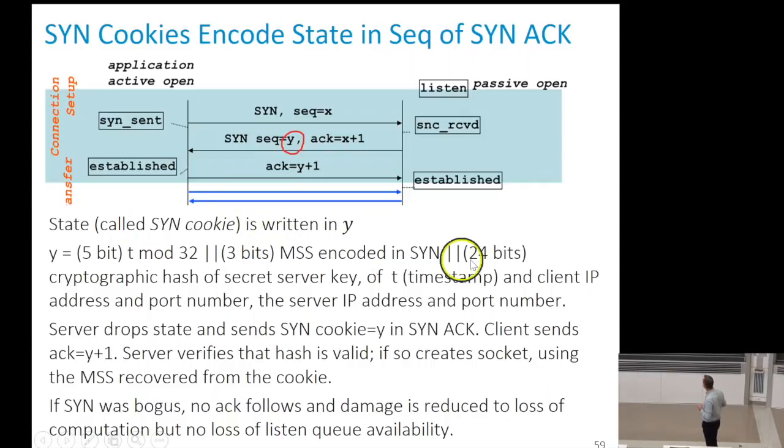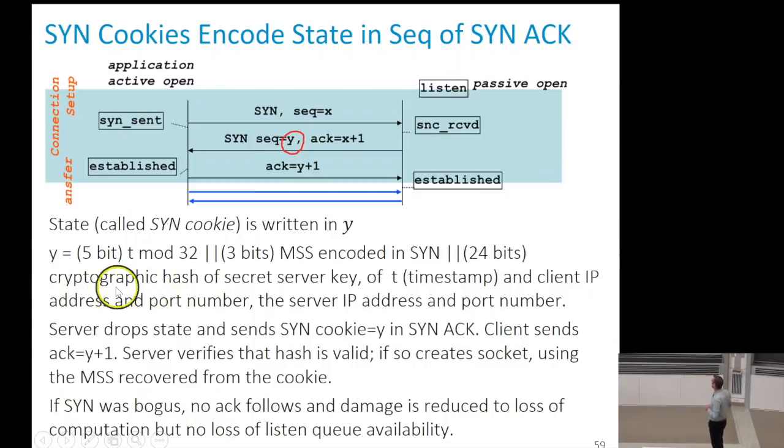And all of that is signed by sending a hash that is made by using some cryptographic function with a server key. So you take the secret key, the timestamp T that is here, the MSS, also things like the port number and the client IP address and port number of the client, and you hash all of this. And that gives you this thing that is 24 bits.